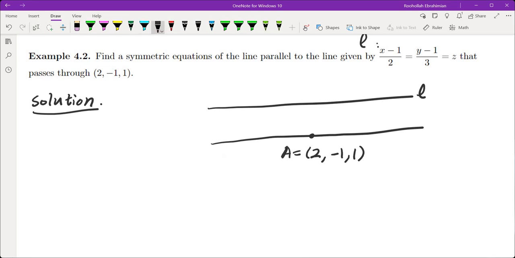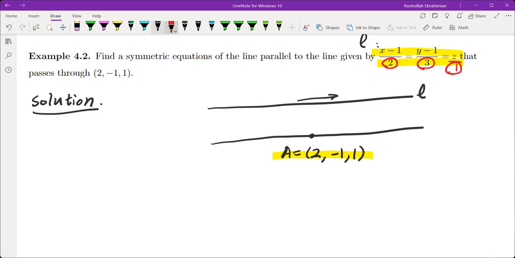Again, in order to find the equation of a line, we need two things. We need a point on the line. Well, we are given that point, (2, -1, 1), and we need a vector parallel to the line. Now, given the symmetric equation, (x - 1)/2 = (y - 1)/3 = z, what is a vector parallel to that line? Well, the vector parallel to that line is given by the denominators, so (2, 3, 1).